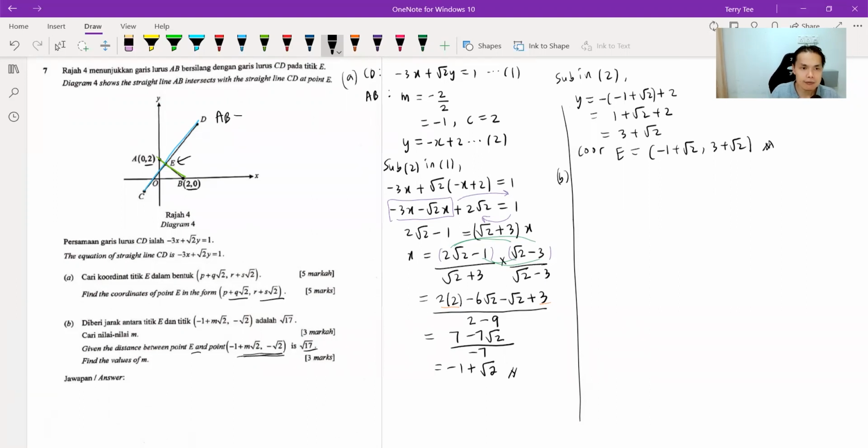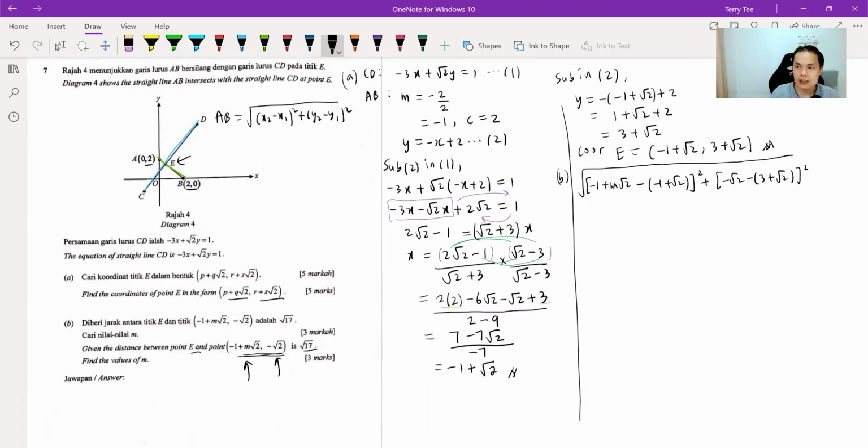The formula for distance AB, for example, is the square root of (x2 − x1) squared plus (y2 − y1) squared. My second point, I'm going to take this point. This one will be my x2, −1 + m√2, minus point E, x1 is −1 + √2. Open another bracket and square it, then I continue with my y2, which is −√2 minus (3 − √2), close bracket, square. This whole thing I square root, the result is √17.